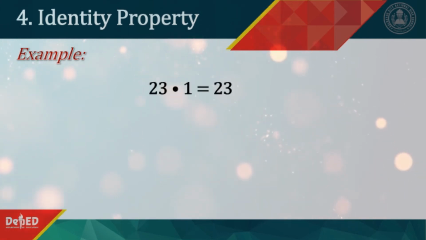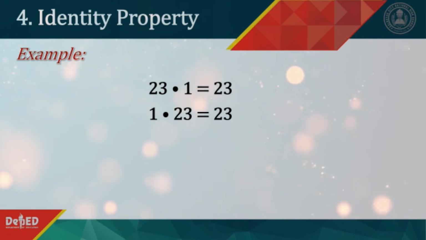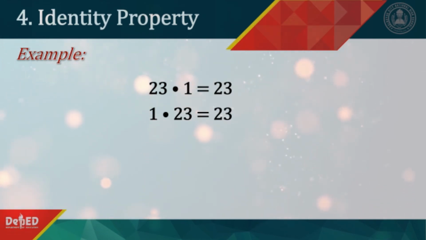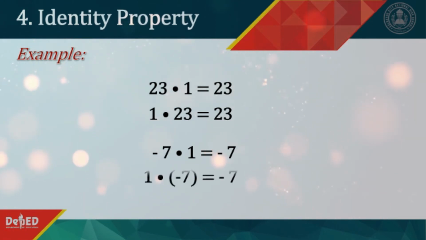23 times 1 is equal to 23. 1 times 23 is equal to 23. Negative 7 times 1 is equal to negative 7. 1 times negative 7 is equal to negative 7.